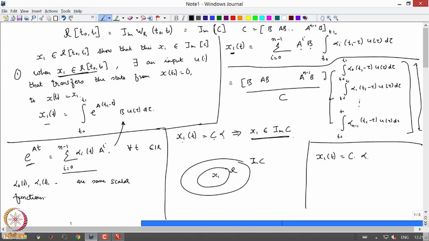So, I can compute these alphas because these alphas directly come from e power At. Once I know e power At, once I know A, I can compute what these alphas are. So, what is unknown here? The unknown is: does there exist an input u which will steer my system to x1 in some finite time t1? Essentially, I am solving for an equation like this. When is this equation solvable? Well, alpha is C inverse of x1, and this alpha has the information of my unknowns, which is my input.